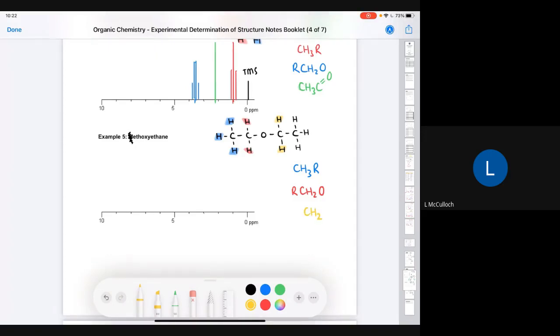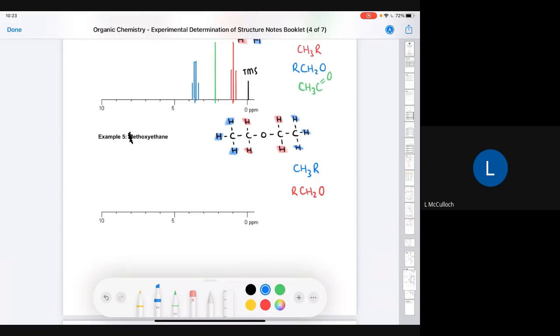Then on the left-hand side, you've got an oxygen, and on the right-hand side, you've got an R group. It's the exact same as the red environment. So what we would do is we would say that those two hydrogens are also in a red environment. And then we see the same thing for the hydrogens that are on the right-hand side. They are in the same environment as the blue hydrogens on the left.